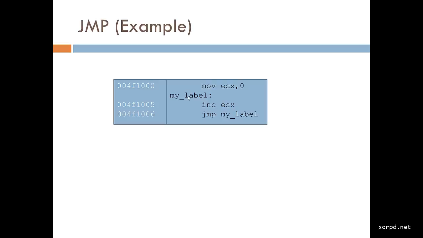The processor is not going to see this label. It is just some kind of hint for the assembler, so he can help you do what you want. Instead of my label here, the assembler is going to replace it with the actual address of this instruction, of the increase instruction. Maybe you have missed it, so let me show you again.